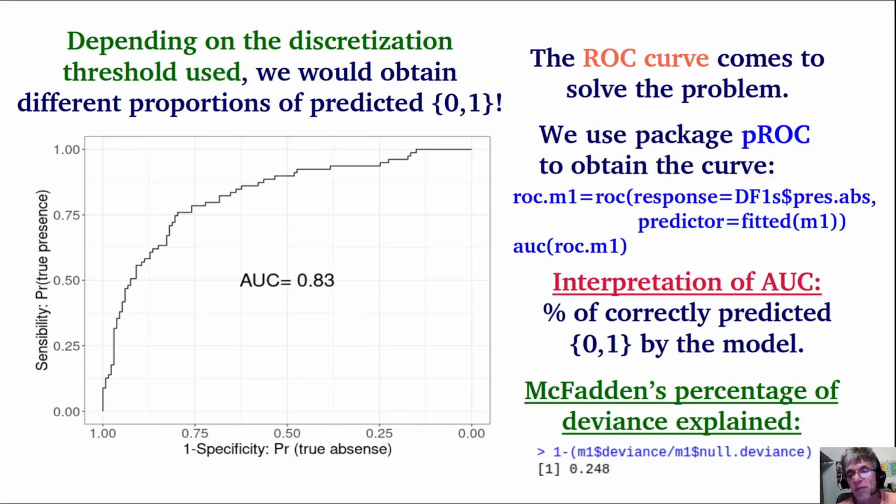A further metric of goodness of fit of the model is what is called McFadden's percentage of deviance explained, which is calculated from the deviance of the current model relative to the null deviance, that is, the model without explanatory variables. So this means that the model explains 24.8% of the deviance of the data.